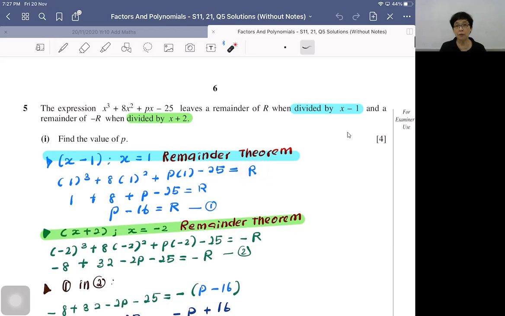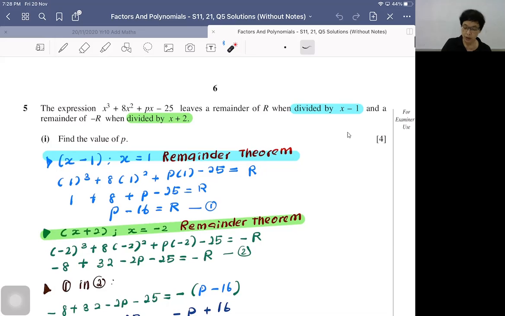Well, because it doesn't give us what the remainder is, we come up with a notation, capital R, simply to represent the remainder when the polynomial is divided by x minus 1. Well, we have done the translating of the English information into mathematical notation.